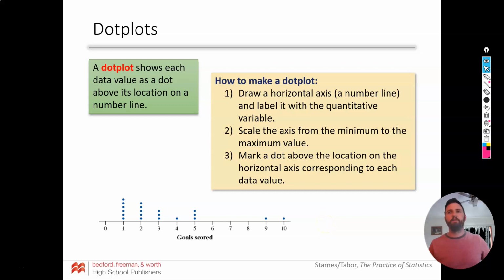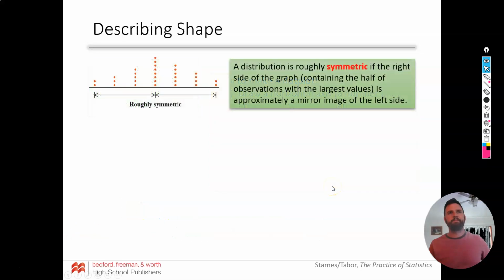Pretty easy. I wouldn't take notes on this. Just make sure you label. This is important though. How do you describe it? A dot plot is roughly symmetric if it has an equal number of dots on each side. Or approximately symmetric is what you say, or roughly symmetric. So that graph up there would be roughly symmetric.